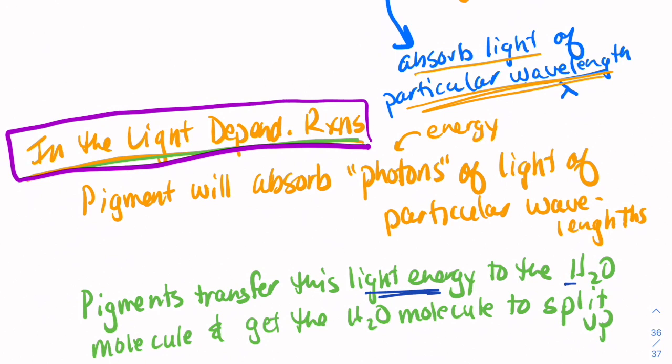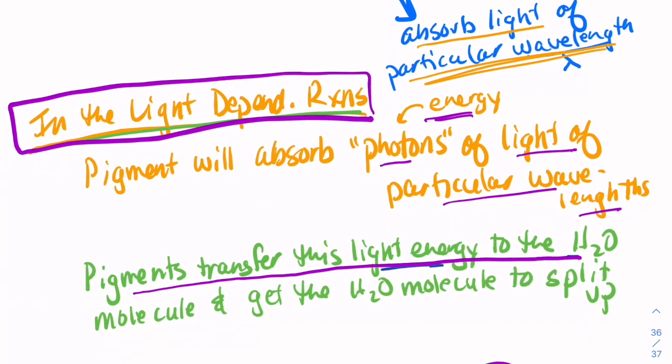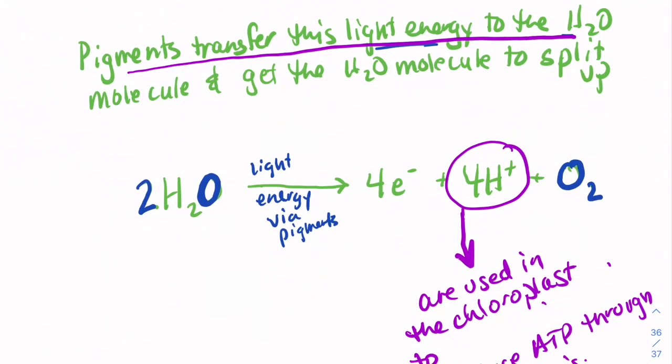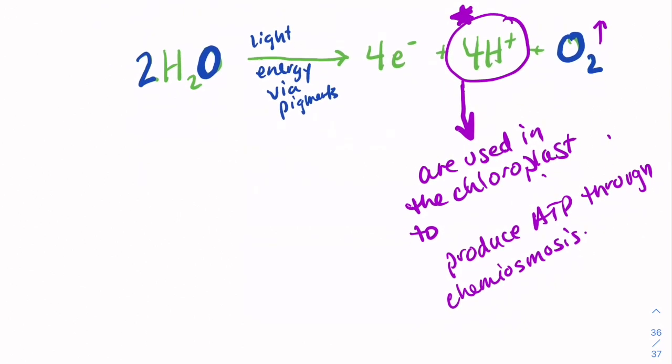Pigments absorb energy from light of a particular wavelength. Pigments transfer this light energy to a water molecule and get that water molecule to split up. Oxygen is produced, and these protons are used in the chloroplast to produce ATP through chemiosmosis. That's the light-dependent reaction. Okay, and it depends on the plant. It depends on the condition how much is made, so I'm not going to make you memorize how much. Let's just say it makes a lot. That's what those 2 arrows are for. A lot of ATP.